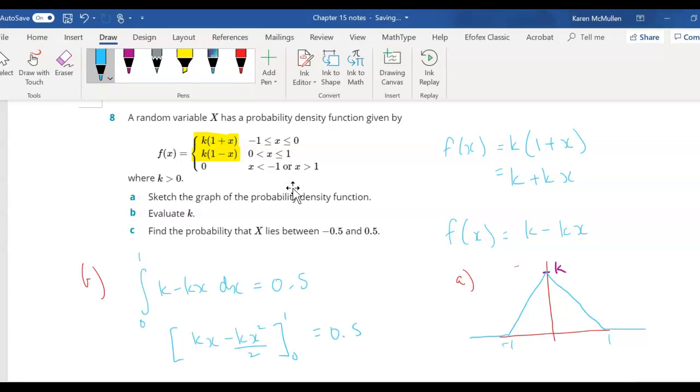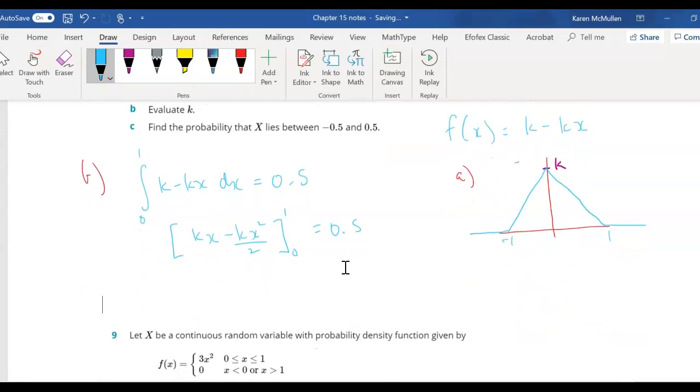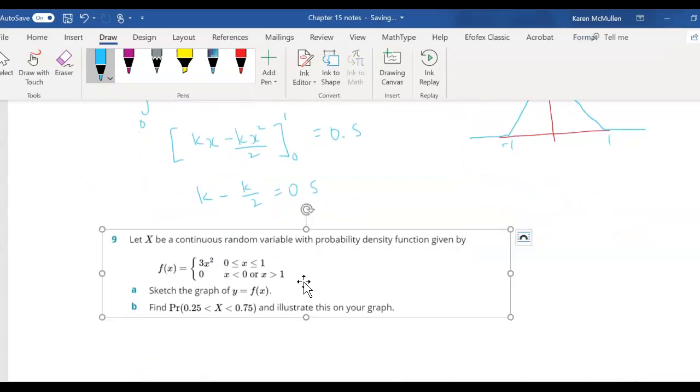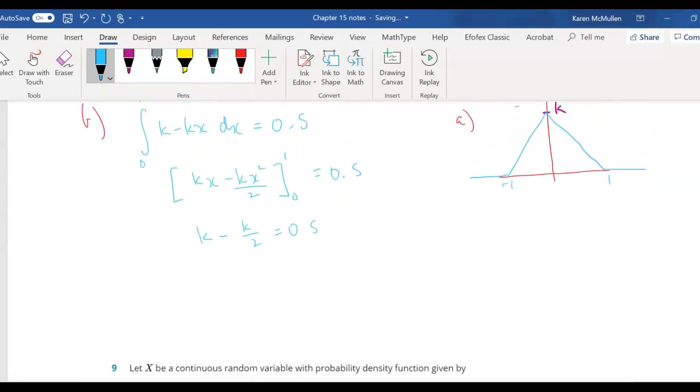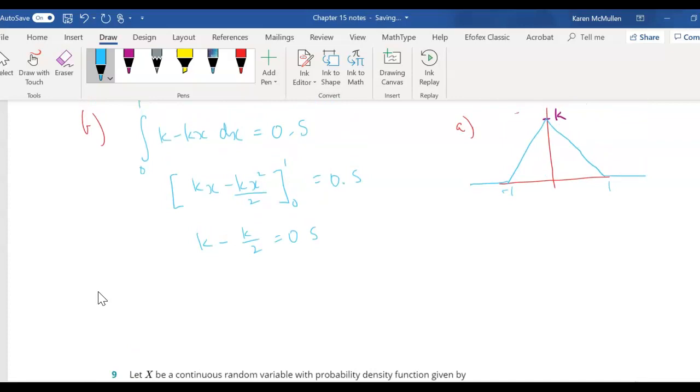So I'm just going to go ahead and substitute in 1. So k minus k on 2 equals 0.5. And then you can take k out as a common factor. Let's just move question 9 down a little bit. So we get 1 minus a half. So k times 0.5 equals 0.5. So k is equal to 1.